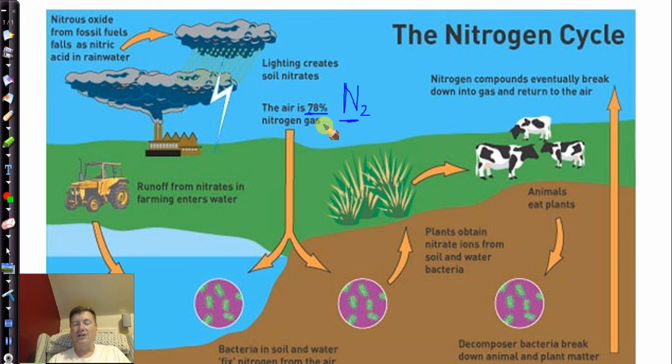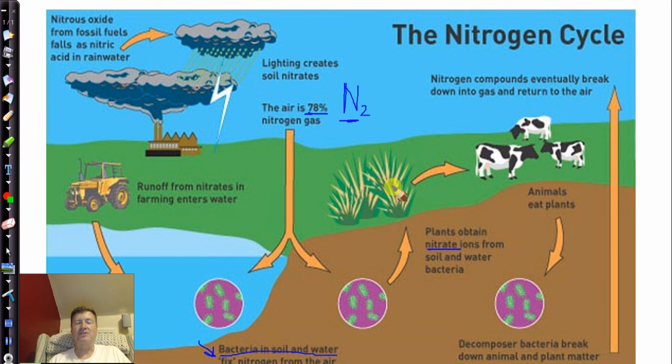The only way we can use this nitrogen is if bacteria in the soil and the water fix it. A little hard to see down here, but if they fix it. Fix it here doesn't mean it was broken. It means they chemically convert it to a form that plants can use. So when you see these nitrate ions here, that just means we've converted nitrogen to a different form, and now plants can use it to make plants.